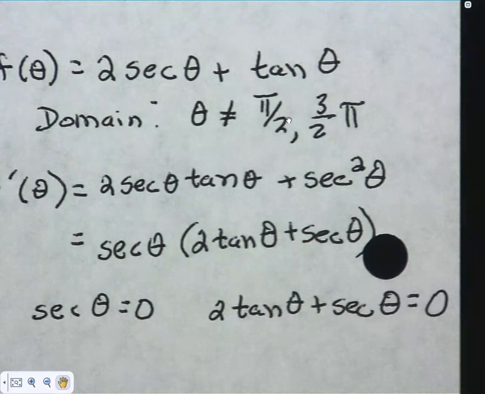So far, so good? You got the derivative. It wasn't hard to write, factored as completely as possible. It's not hard to set each factor equal to 0, and not hard to solve that first equation. What makes secant equal 0?